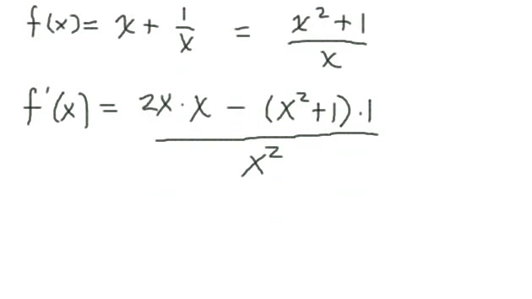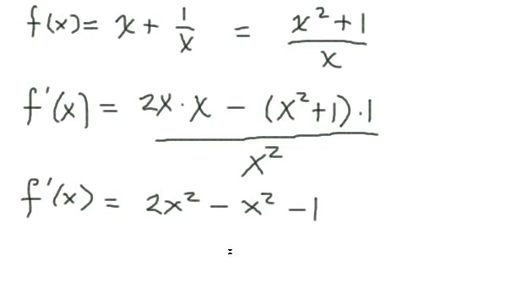Alright, now what I'm going to do is just kind of clean it up a little bit. So we have 2x squared minus, I'm going to go ahead and distribute this minus through here. So we end up with 2x squared minus x squared, then minus 1. Okay, distributing that negative across, and of course that doesn't affect anything. And that's all over x squared.